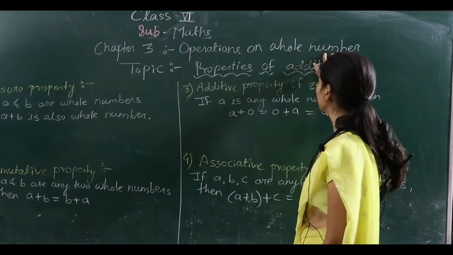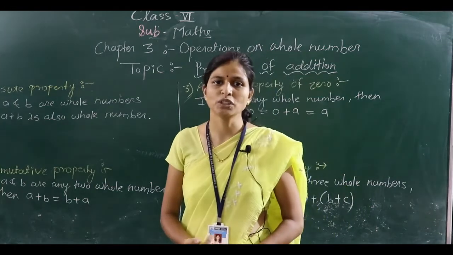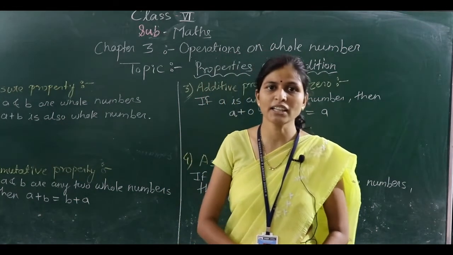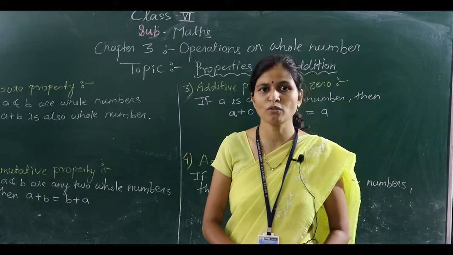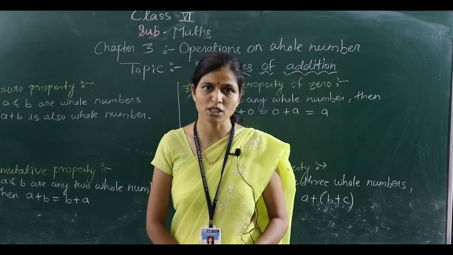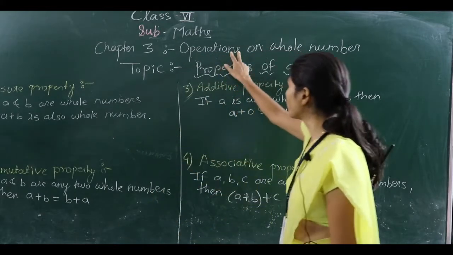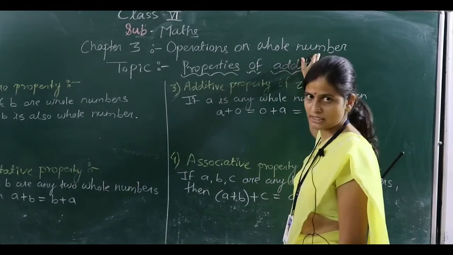Now, what are whole numbers? Our counting numbers start from 1, 2, 3 to infinity. There are infinite numbers. Counting numbers start from 1, 2, 3, 4. But whole numbers are the numbers starting from 0. So today we are going to learn operations on these whole numbers.